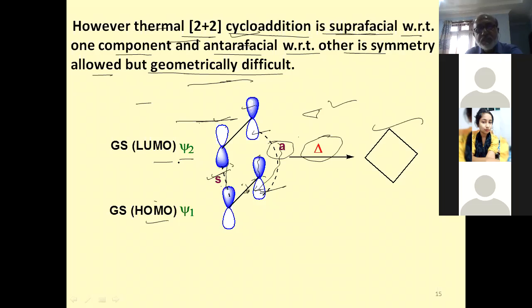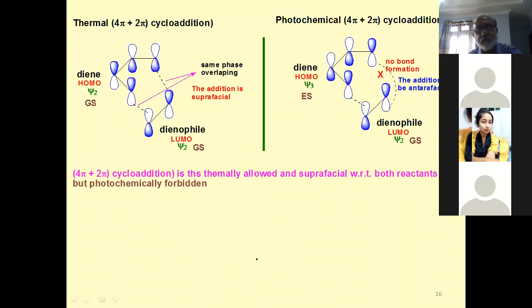Okay, let me see this next one. Thermal, 2 pi supra, 2 pi antara is allowed. It is symmetry allowed, but geometrically forbidden. Geometrically forbidden. If any query is there, you can ask it.